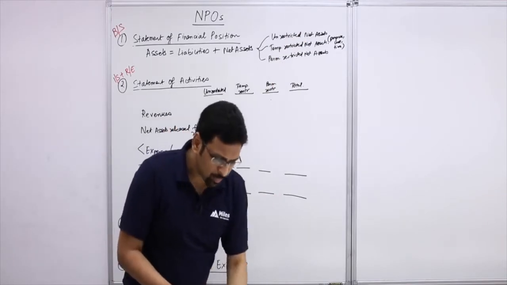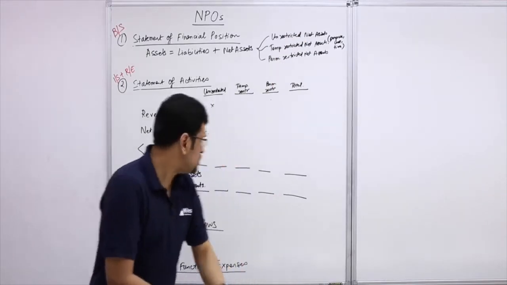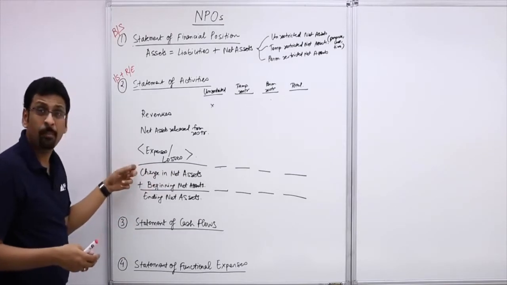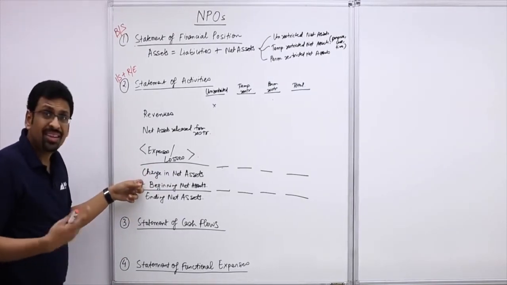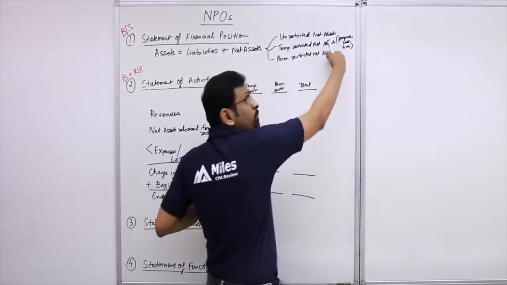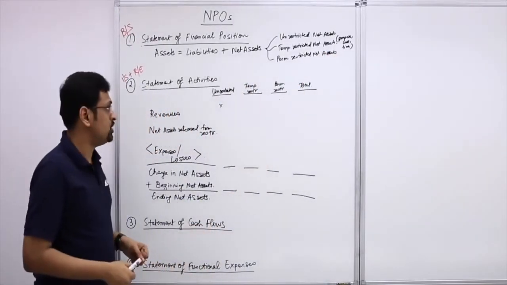So guys, in commercial entity terms, you could say change in net assets, that's sort of like the net income. Beginning net assets, that's like the beginning retained earnings, ending retained earnings. These numbers compare, they tie into the balance sheet.